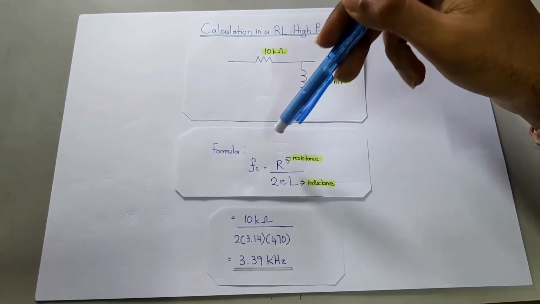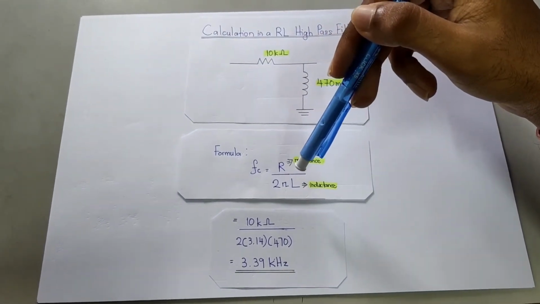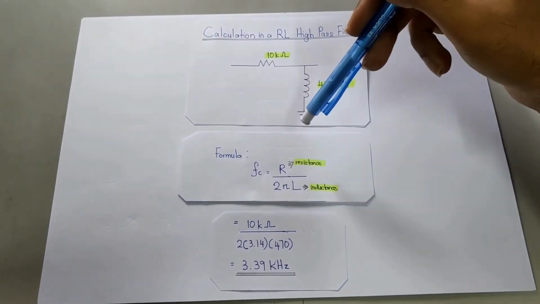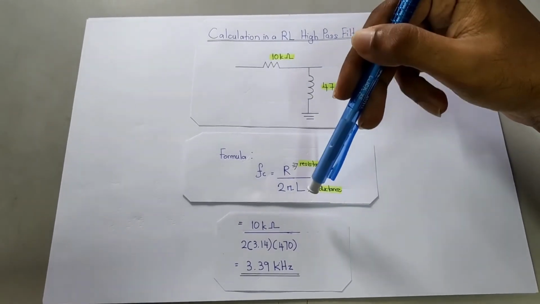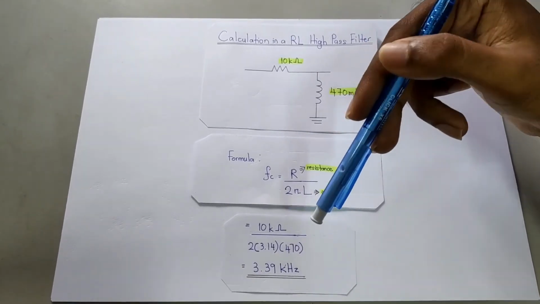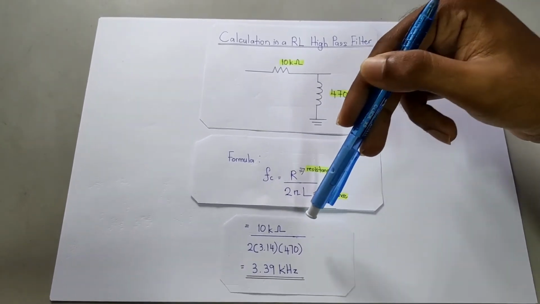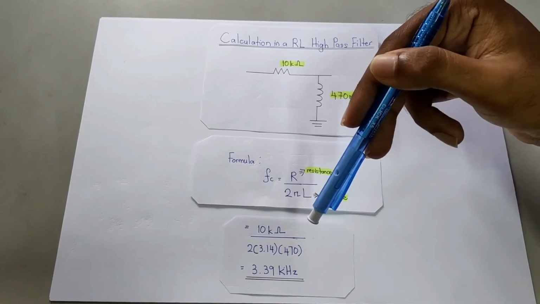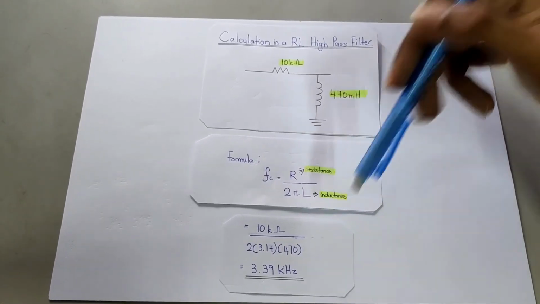This means all frequencies above 3.39 kHz will be passed through without attenuation, while frequencies below this value will begin to get attenuated. As you get lower and further away from 3.39 kHz, there is greater attenuation as the frequency goes down.